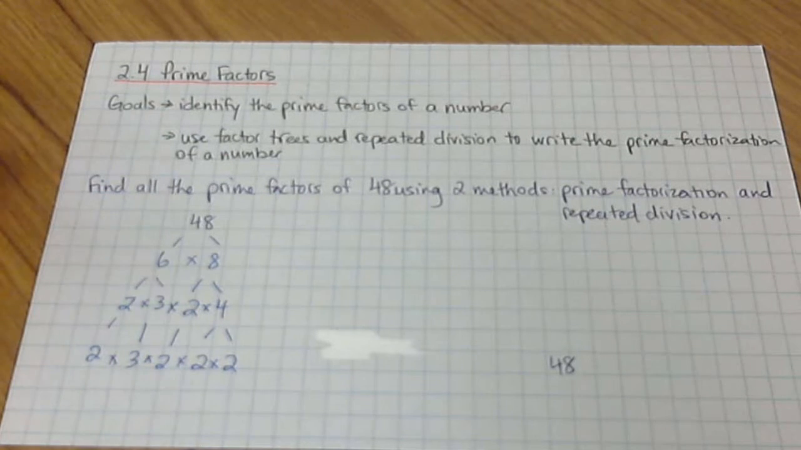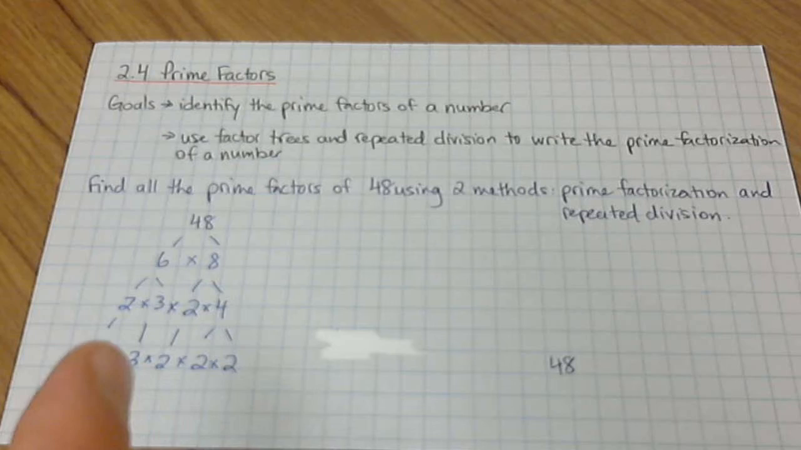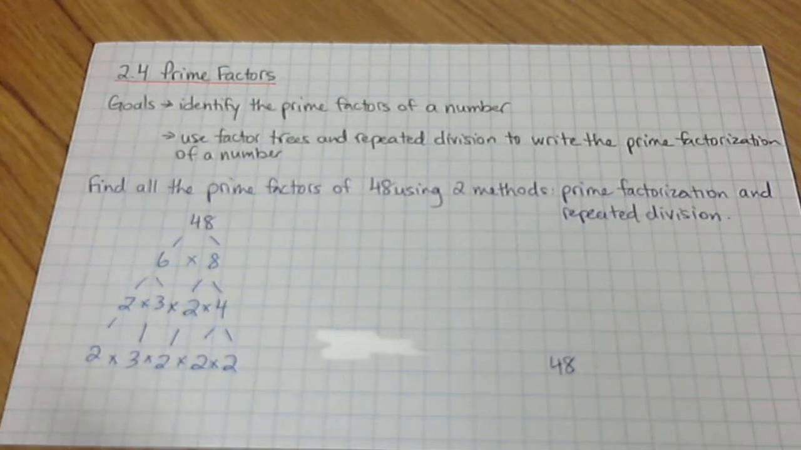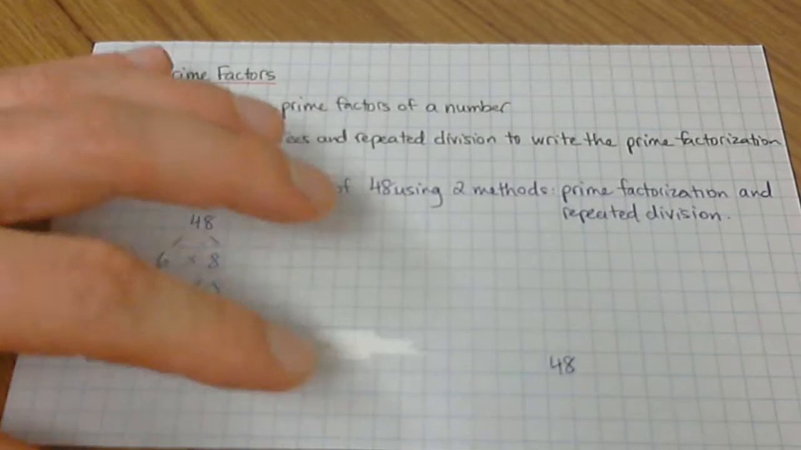So that's using a factor tree to figure that stuff out. There are lots of different ways that you can show a factor tree to get down to the prime factorization. 6 times 8 is one way. You could have done 2 times 24, or you could have done 4 times 12, or a couple other options that you could have used as well. It's really up to you.